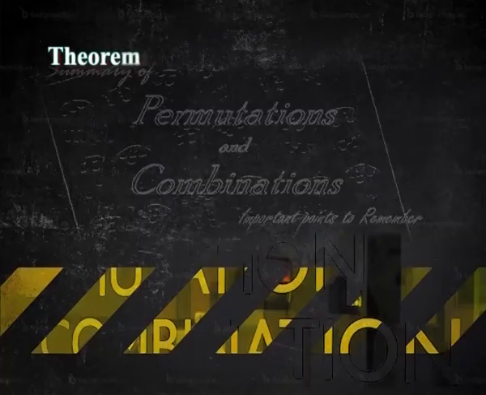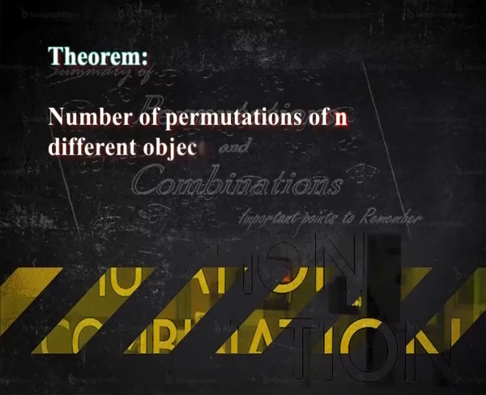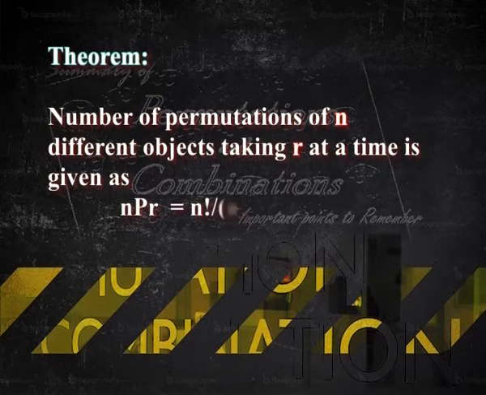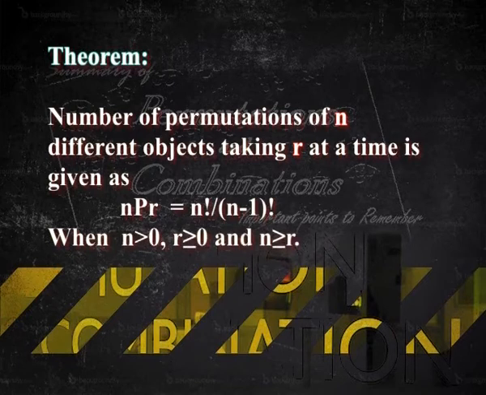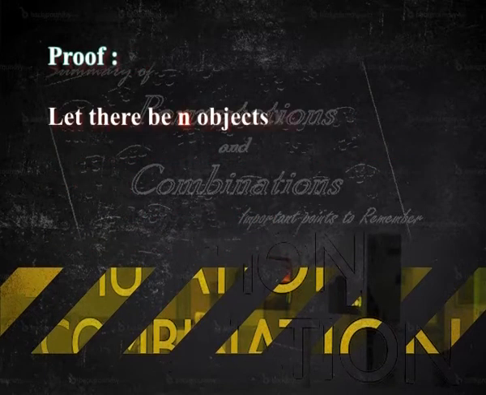When we have n different objects, what is the permutation here? There is a theorem here. What the theorem states is that the number of permutations of n different objects taking r at a time is given as n permute r, which is equal to n factorial upon n minus r factorial, when n is greater than 0, r is greater than or equal to 0, and n is greater than or equal to r here. Now let's see the proof for this theorem.